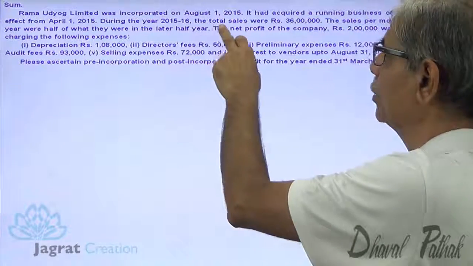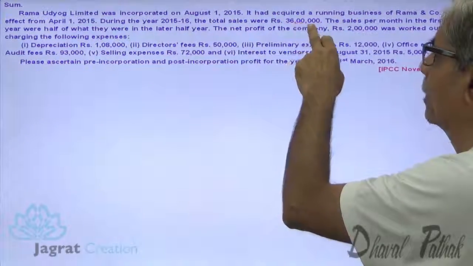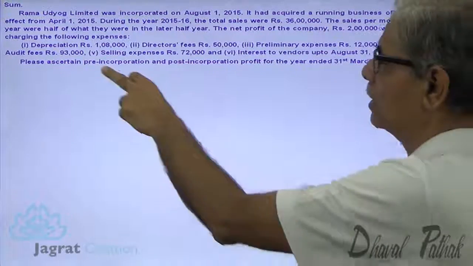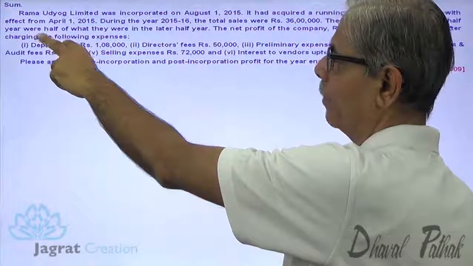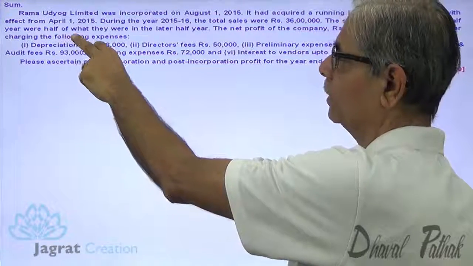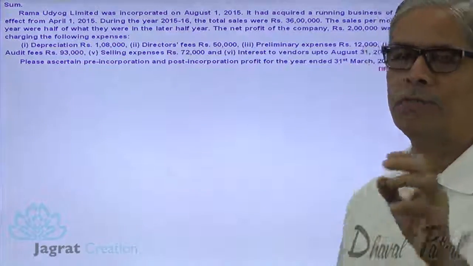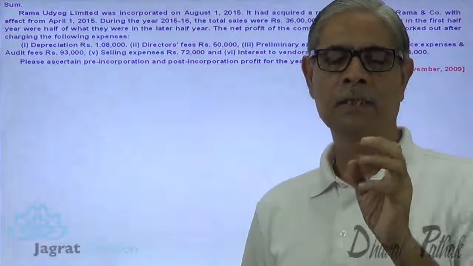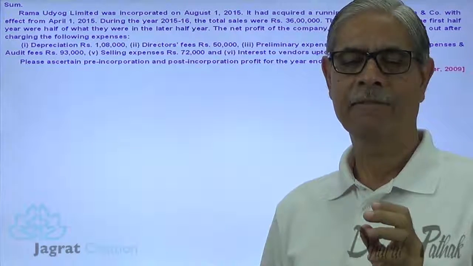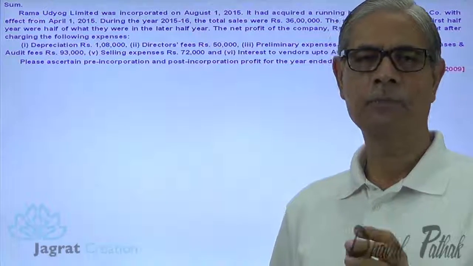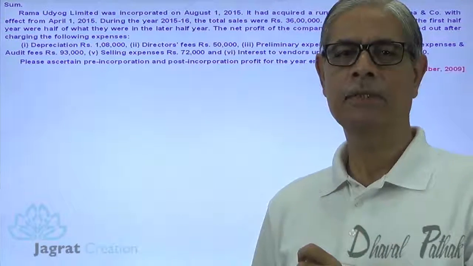During 15-16 total sales were rupees 36 lakhs. Sales per month in the first half year were half of what they were in the later half year. So in first 6 months, monthly sale was one half than the monthly sales of last half of the year.